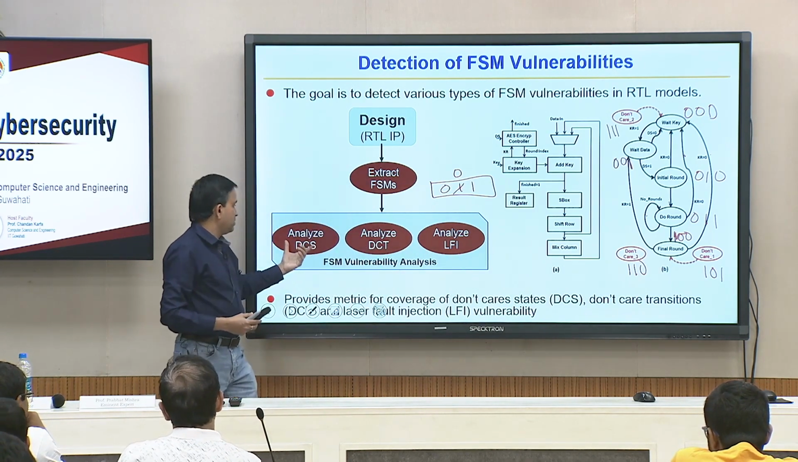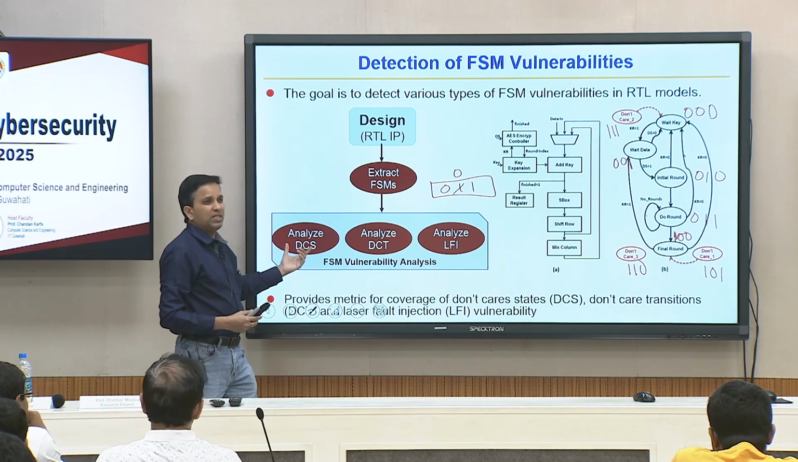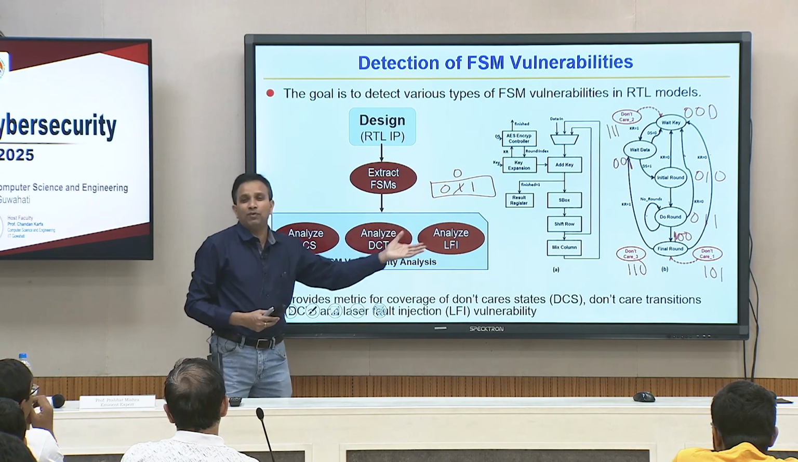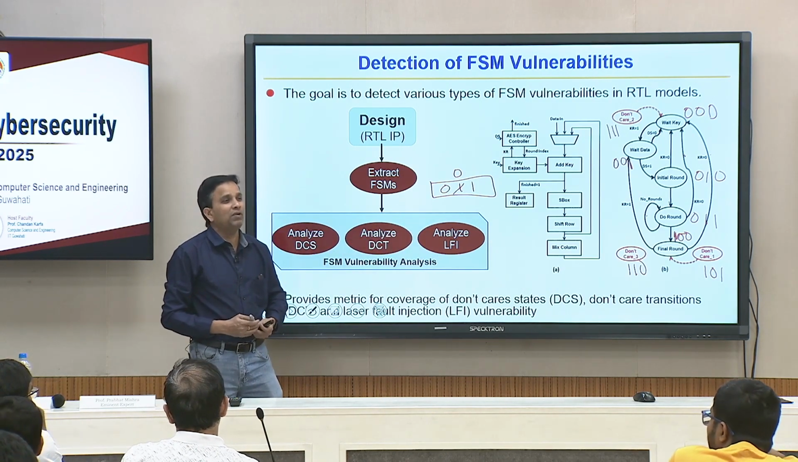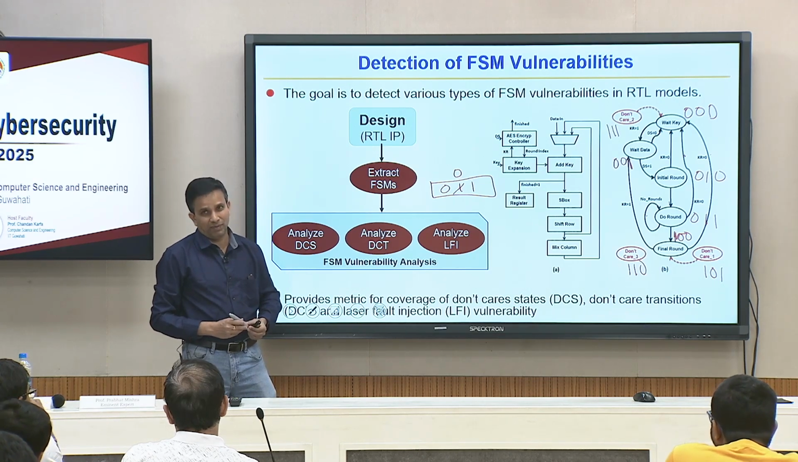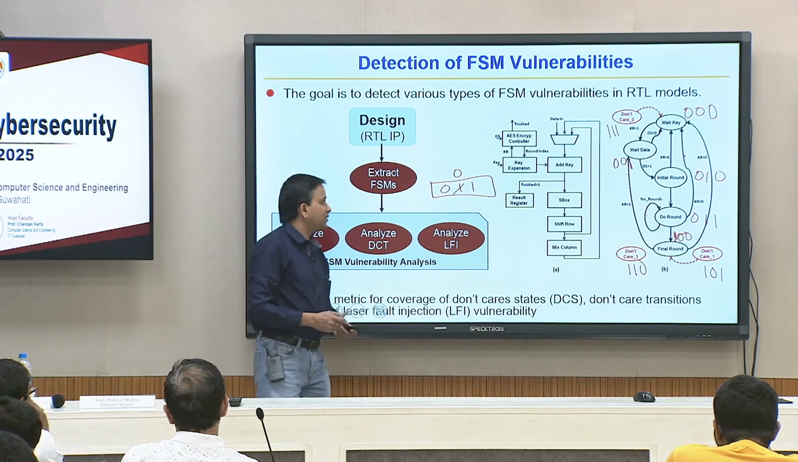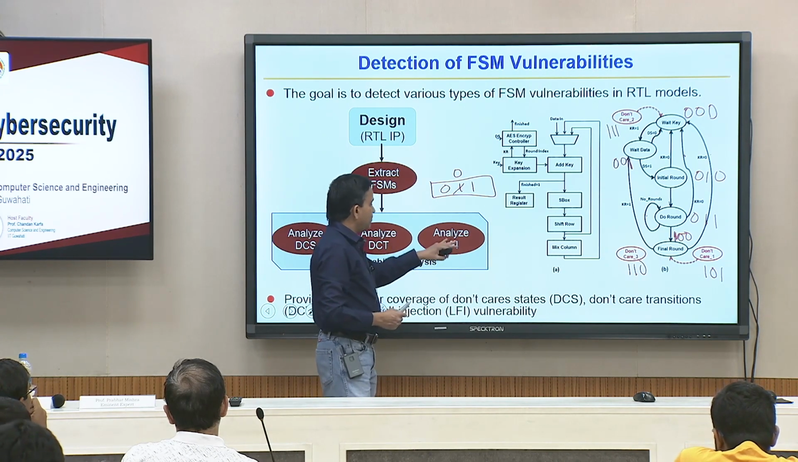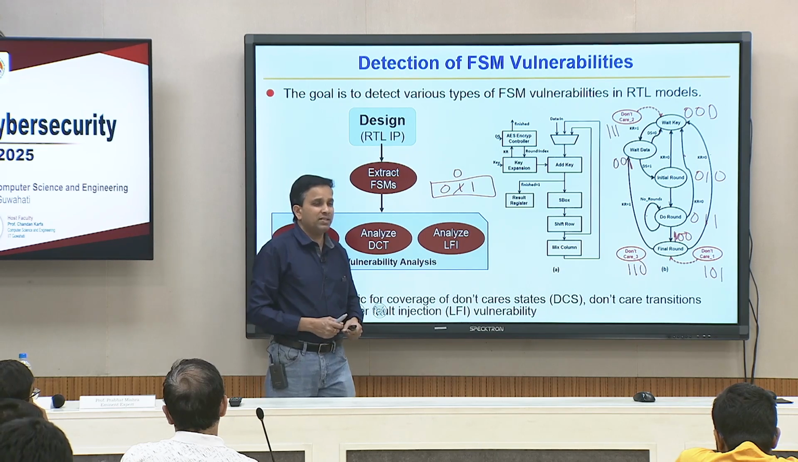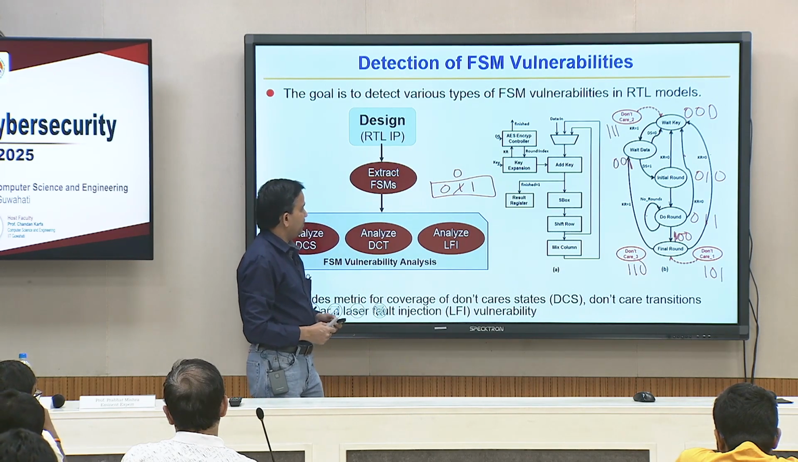So, with these do not care states, mitigating that vulnerability is easy. Adding another 54 transitions, I do not think anybody will like that idea. No designer in their right mind will accept that area overhead and all that stuff, but nonetheless that is similar stuff for this. I will zoom in later, but this is laser fault injection vulnerability, computing those vulnerabilities.